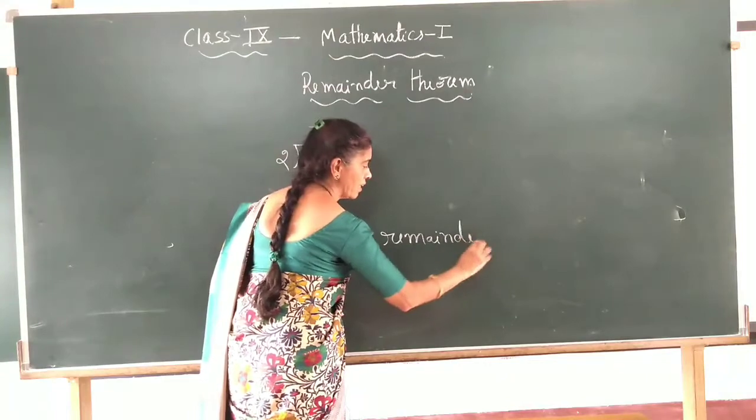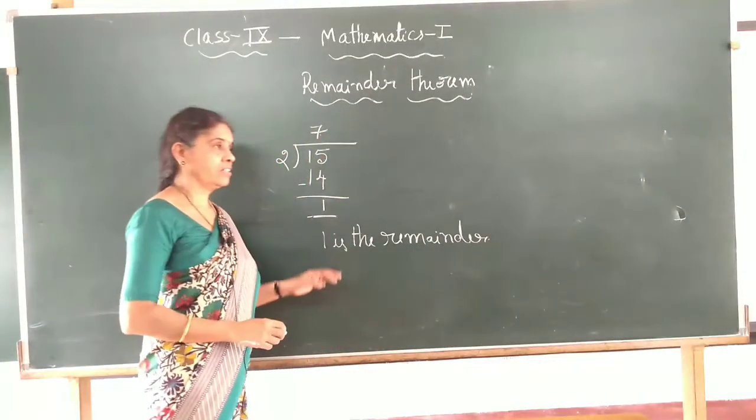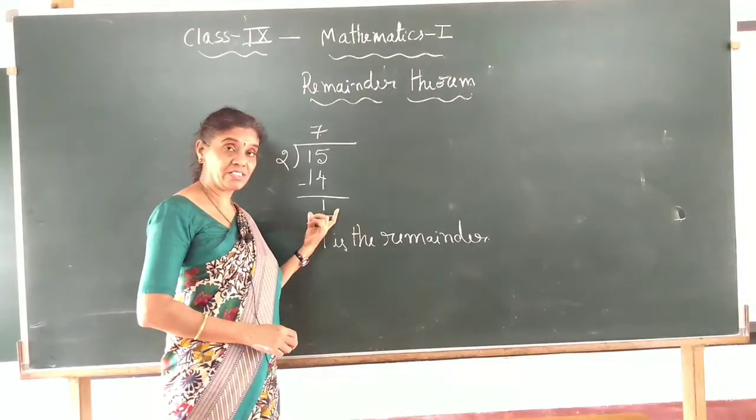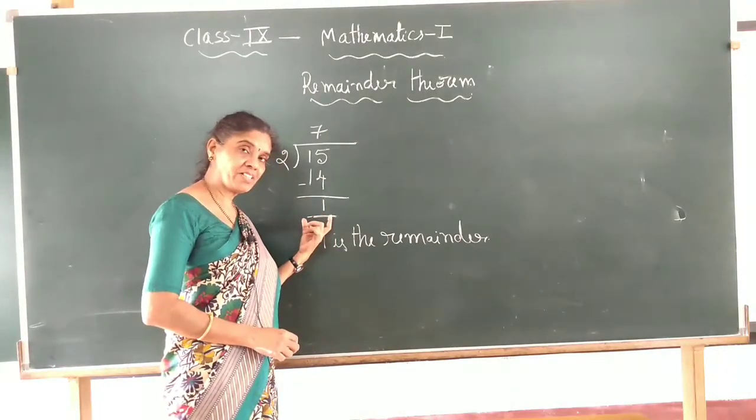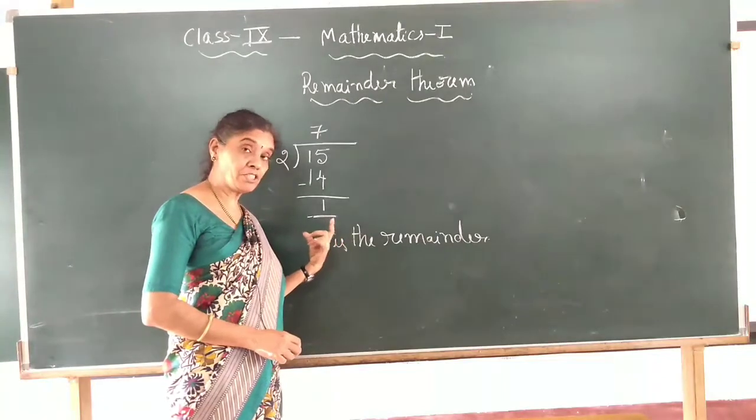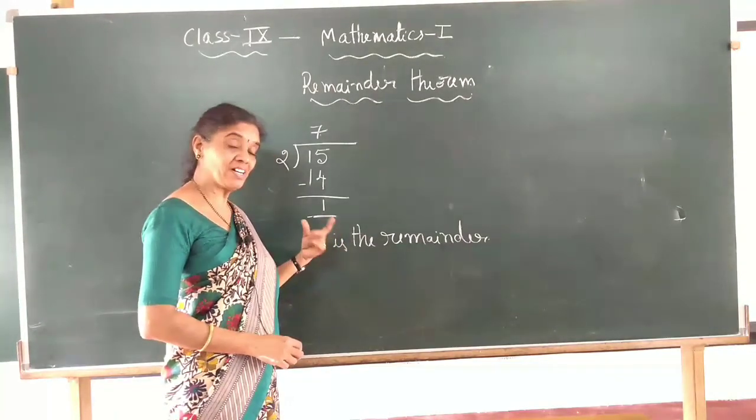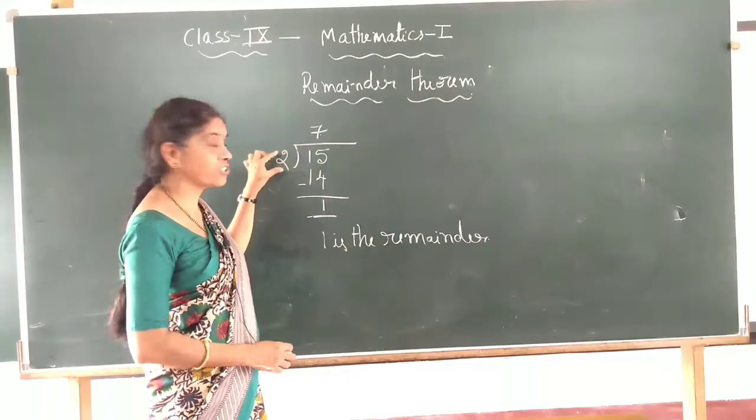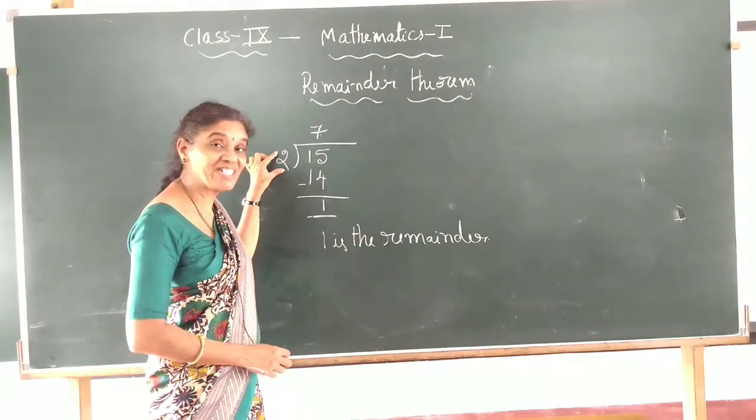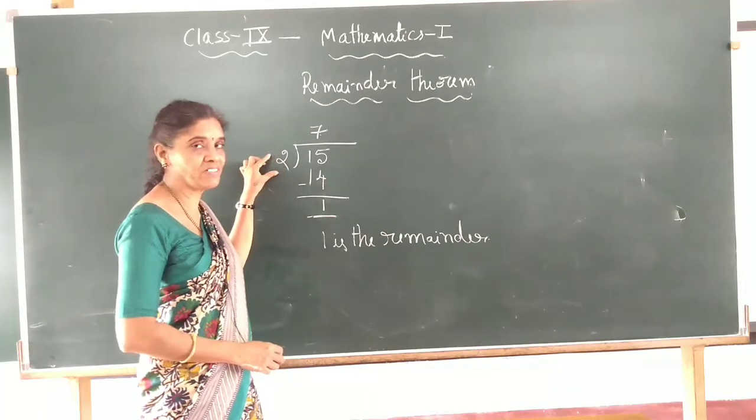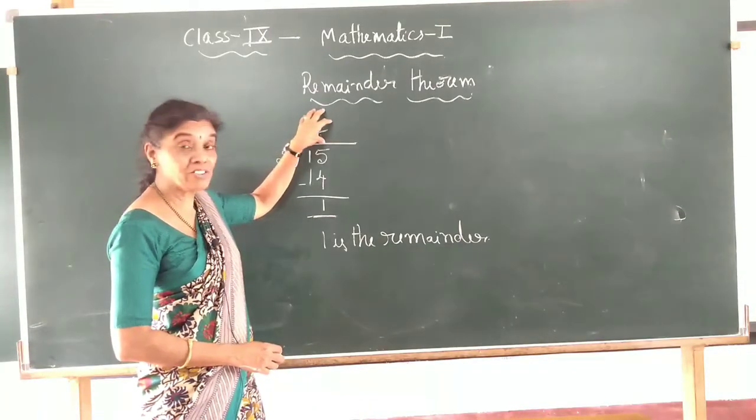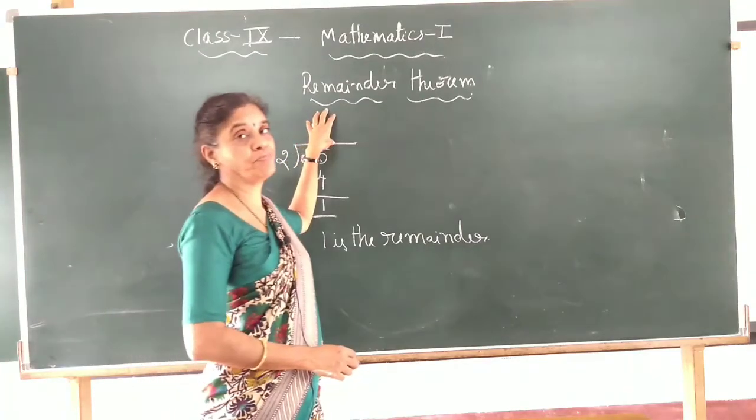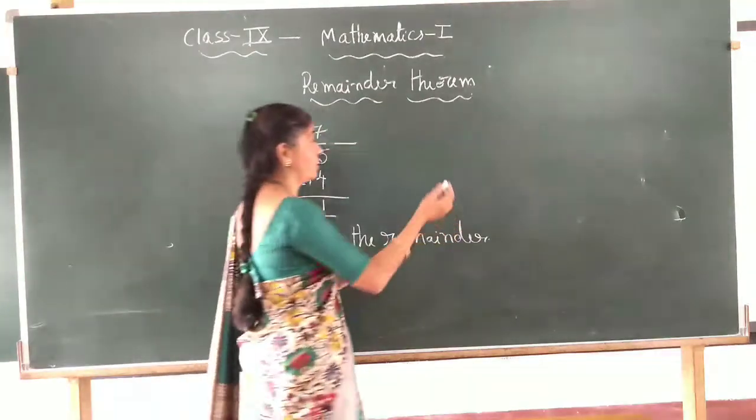So what is the remainder? After the division is complete, what number do we get at the last step? What number remains here? It may be any number, even 0. That is called the remainder. And this is the dividend. And this is called what? Do you remember? Divisor, the number by which we divide. And this particular answer 7 I wrote is called the quotient.